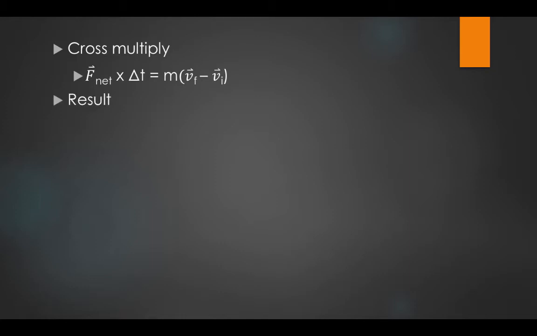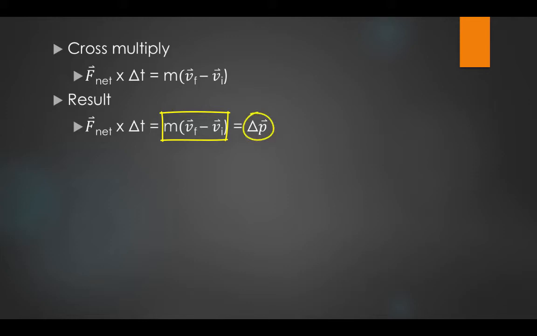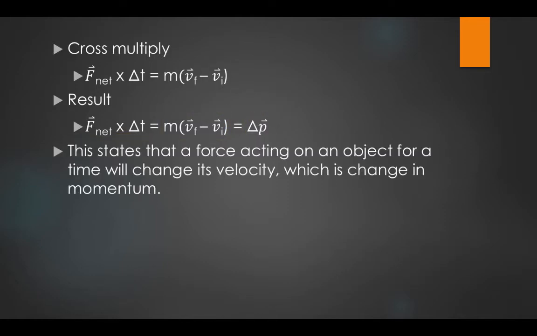Now remember, mass times change in velocity was defined in last lesson as a change in momentum, also known as impulse. What we have is F net times time interval, which equals mass times change in velocity, which in turn equals impulse. If we look at this statement closely, we notice that if we apply an unbalanced force on an object for a period of time, F net times delta t, then we can change the object's velocity, which changes the object's momentum, which is impulse.